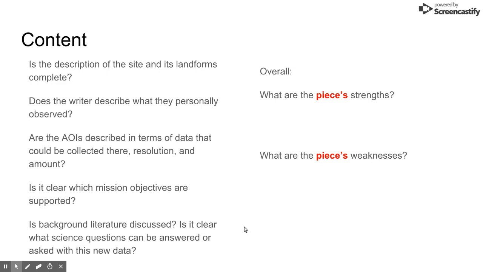Depending on what class you're in in the future, this one is going to be the section of the peer review form that looks the most different, because this is going to be the one that's specific to the document that you're reviewing.